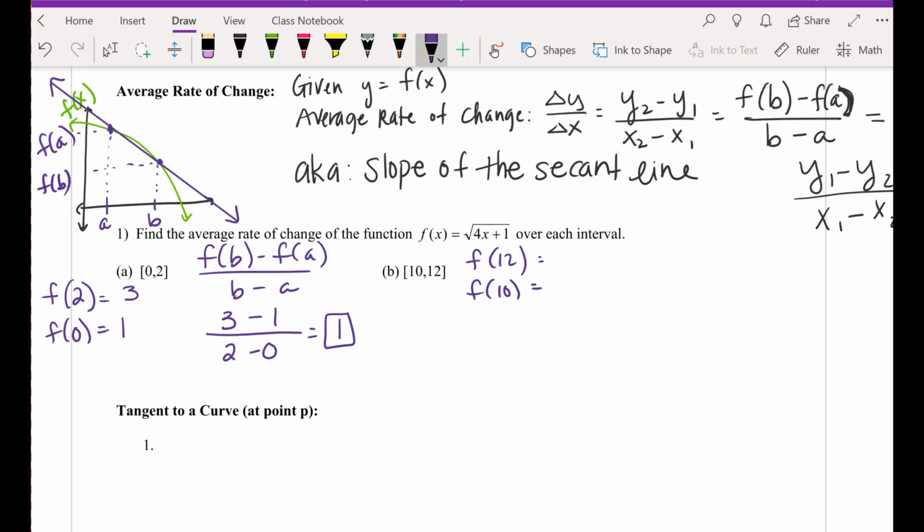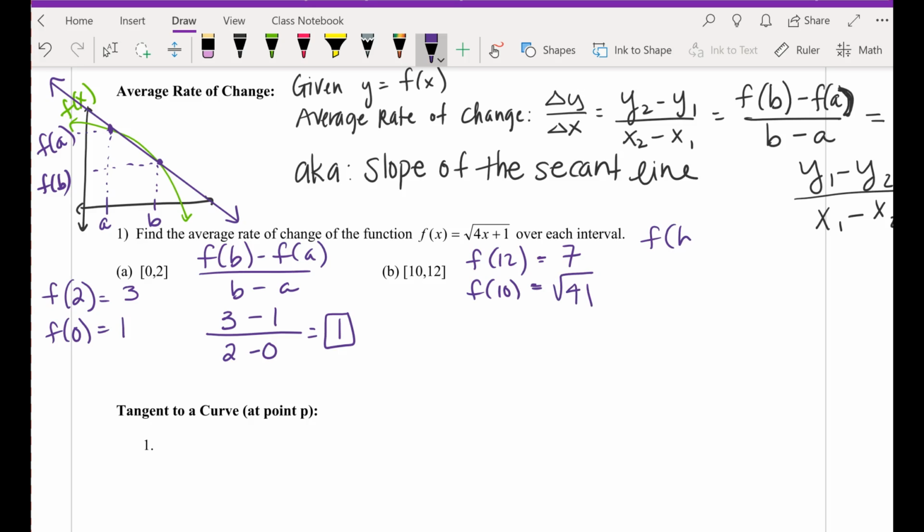Alex, did you come up with f of 12 in exact form? 7. 7, good. Mr. Ross, did you come up with f of 10 in exact form? No, give me exact form. Just radical 41. Good. Okay.